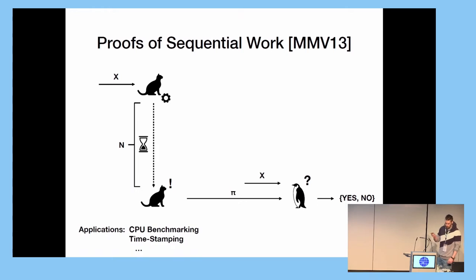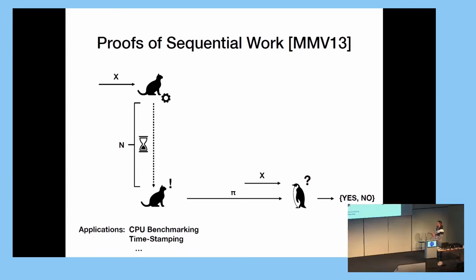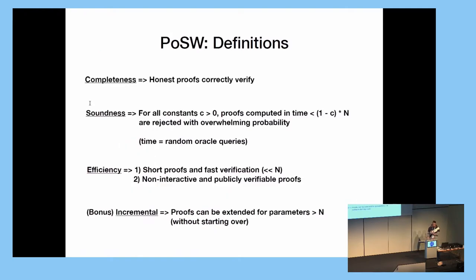And beyond the classical blockchains, this can be used right out of the box for things like CPU benchmarking or timestamping of a document. In general, it's a nice little primitive that I think we all agree deserves to be studied. So let me be slightly more formal, and this is going to be the last formal slide of the talk, so get out of the way.